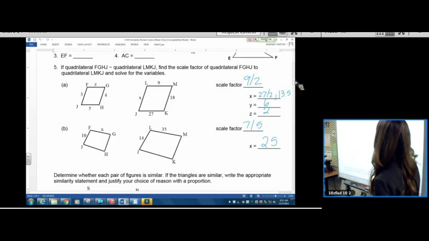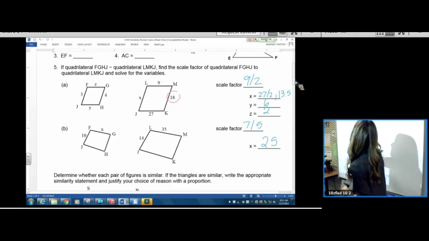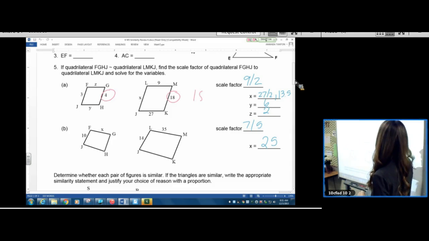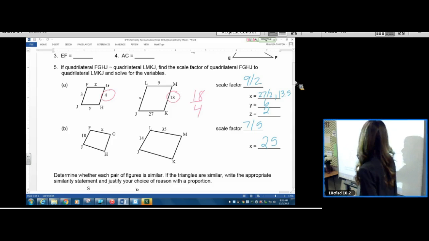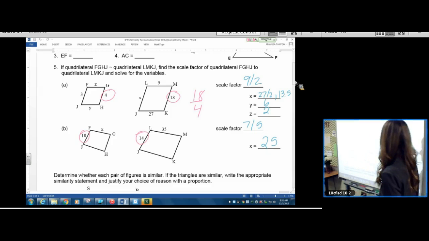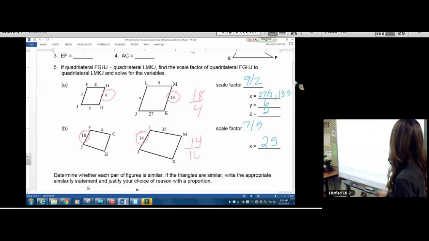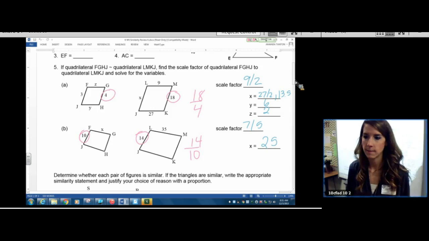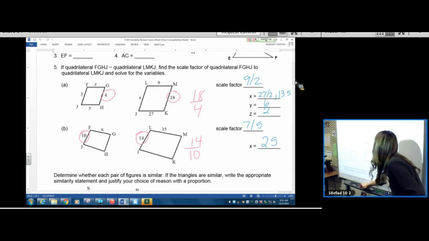Remember, scale factor is second over first, so we did 18 over 4. That's how we got 9/2. Second over first, 14 over 10. And that's how we got 7/5. All right, I'm going to keep going.